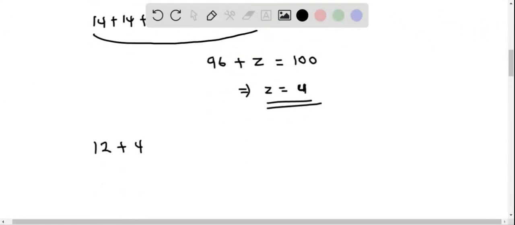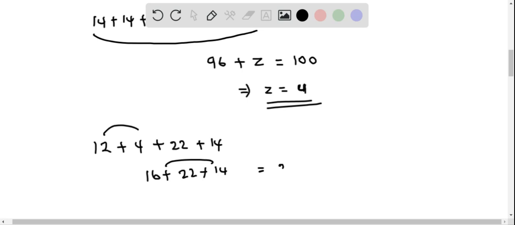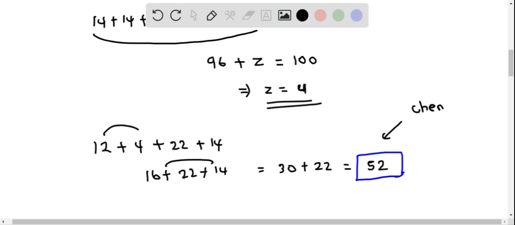So we have to add these two, that is 22 plus 14. 12 plus 4 is 16, plus 22 plus 14. 16 plus 14 is 30, and 30 plus 22 equals 52. So we have found out that the number of students who have taken the chemistry subject is 52. This is the number of students who have enrolled for chemistry. And this means answer choice D is correct.